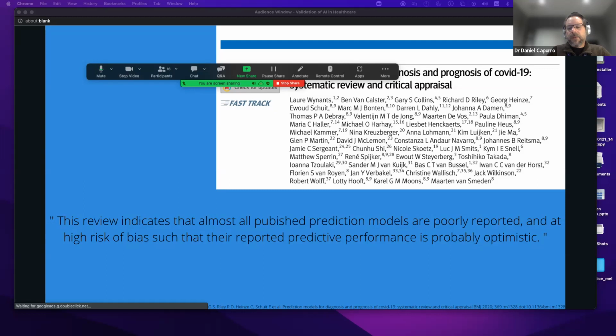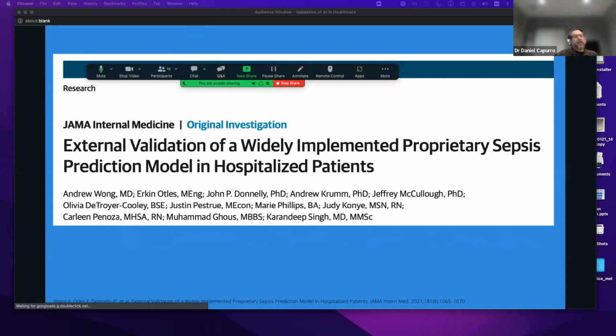This is another example. External validation of a widely implemented proprietary sepsis prediction model in hospitalized patients. This is a 2021 article in JAMA Internal Medicine out of the University of Michigan. What they did is they took this sepsis prediction algorithm developed by an electronic health record company that has customers here in Australia, actually the Royal Melbourne Hospital, Peter Mac, Royal Children's and the Women's here in Melbourne, they all use Epic. They don't use this algorithm as far as I can tell, but there were a lot of hospitals across the US and the world that were using this sepsis prediction algorithm. And they did this external validation and the performance was terrible.